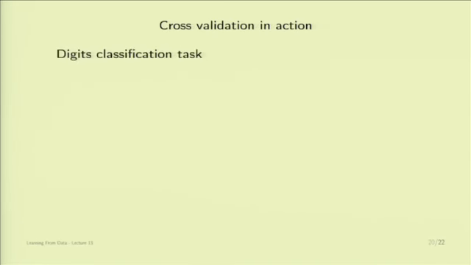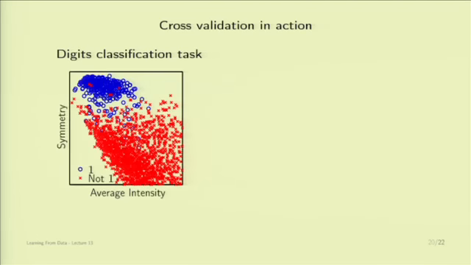So let's look at cross-validation in action. I'm going to go with a familiar case. You remember this one? These were the handwritten digits, and we extracted two features, symmetry and intensity.